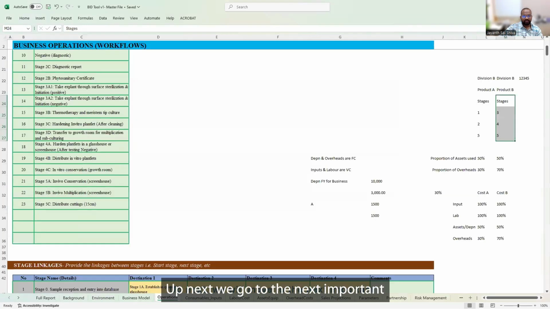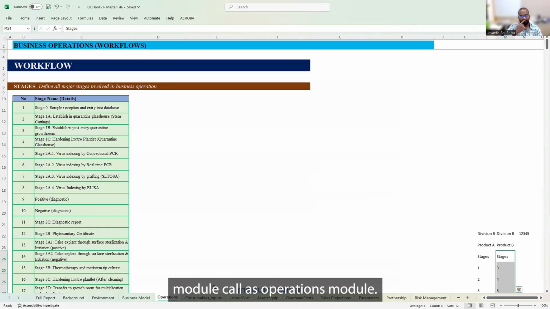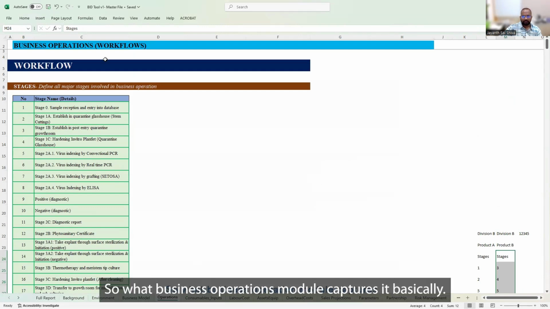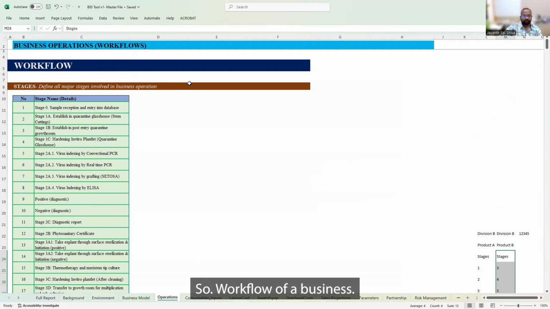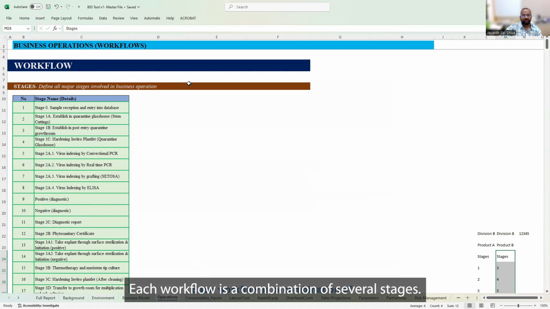Up next, we'll move to the next important module, called the operations module, the business operations module. What the business operations module captures is basically the workflow of a business. What is a workflow? Every business has several workflows. Each workflow is a combination of several stages.